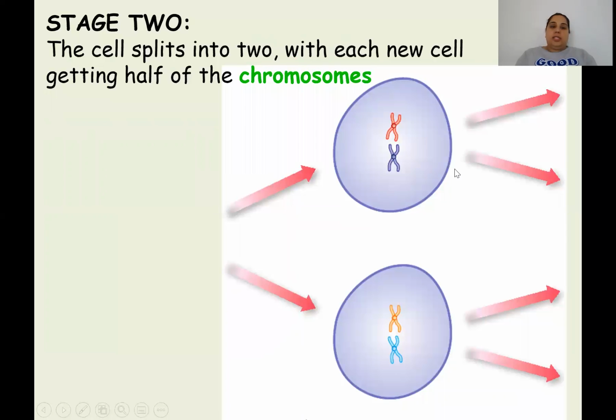Stage 2: the cell splits into 2 with each new cell getting half of the chromosomes. So this is where the pairs of chromosomes separate. It's really important that we know it's the pairs of chromosomes that are separating. So that's essentially your first division. In the way that we've learnt mitosis in terms of prophase, metaphase, etc. In meiosis, we don't need to use those terms when we're describing these stages, but it is essentially the same process. So they line up in the middle, and they get separated by spindle fibers pulling them apart.